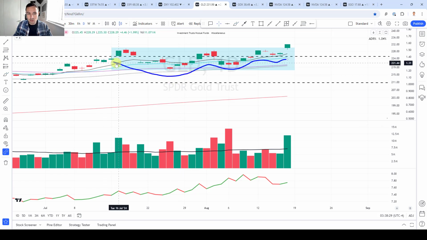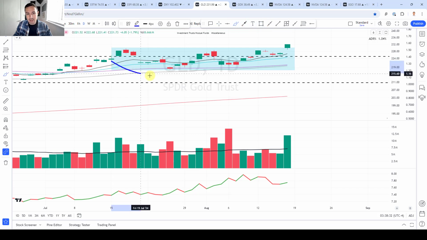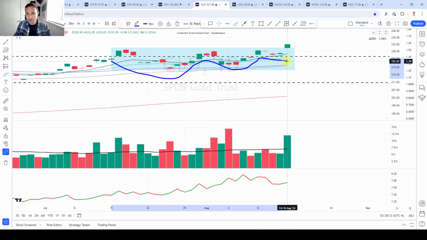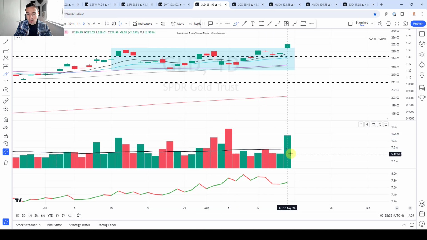But you get this one contraction. If I delete this, here you go. You get this one contraction, 2 contraction, 3 contraction, tightness, the volume generally drying up, certainly in this last contraction, and then breaking into all-time highs with a pop in the volume, a strong close as well. So I think gold looks very, very strong.